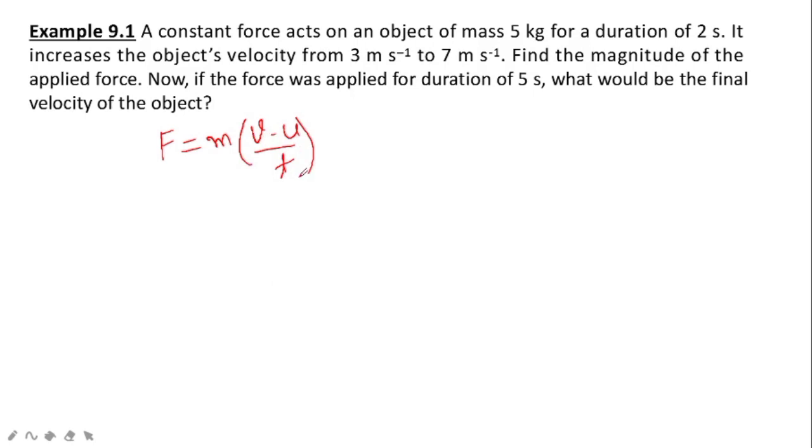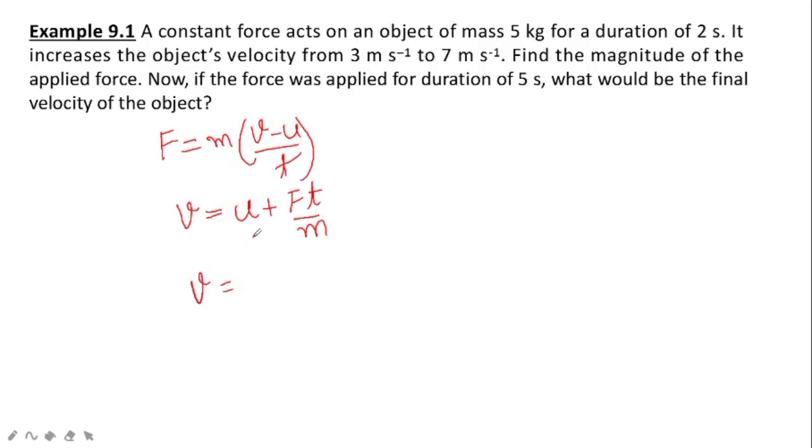Now, what do we need to find? We need to find v when the time is increased to 5 seconds. So we will alter this formula. Since we need v, we get v equals u plus F into t divided by m. How? F is multiplied by t, then m comes down, and the minus u becomes plus u. Now we will substitute all the values. So v equals, what is u? Do you know the u value? Yes.